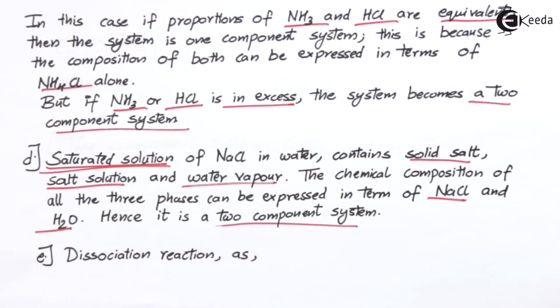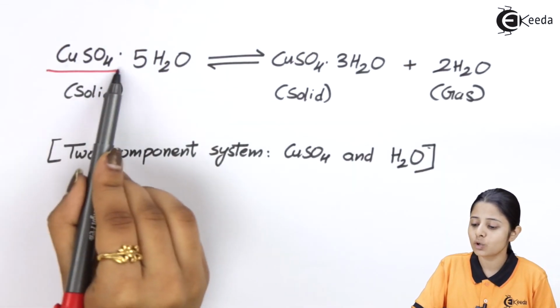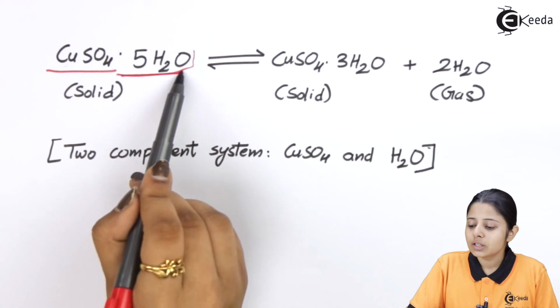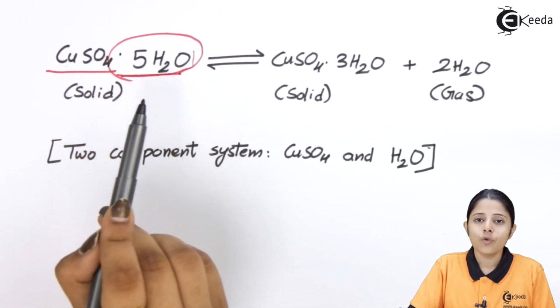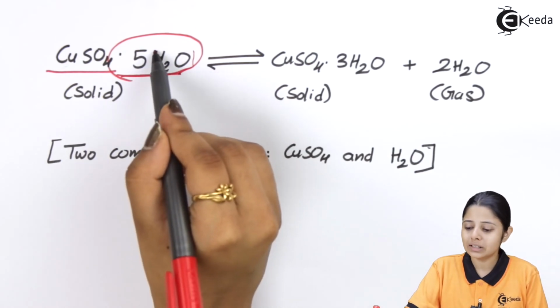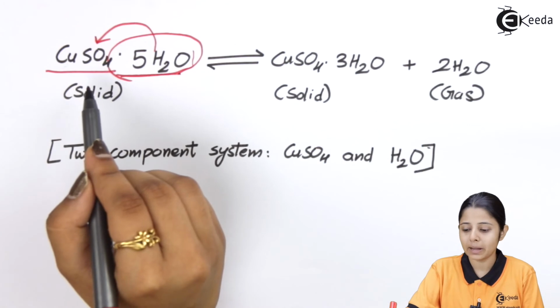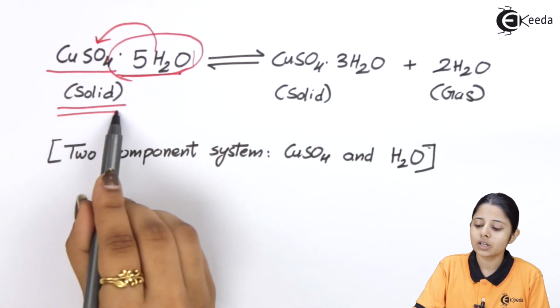Let us see the dissociation reaction. Over here, I am taking a solid, that is CuSO4.5H2O. This 5H2O is known as water of crystallization. That means these 5H2O are loosely attached to my CuSO4, giving it some crystalline shape and color, and this entire substance is solid.